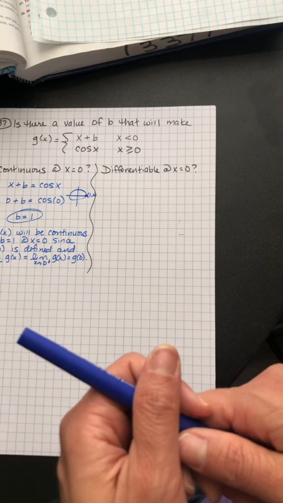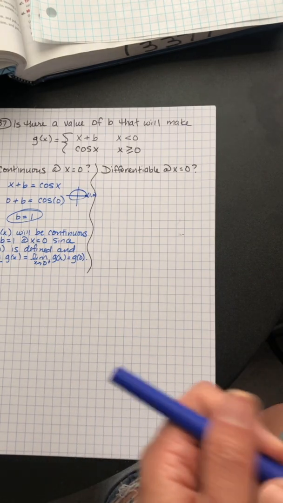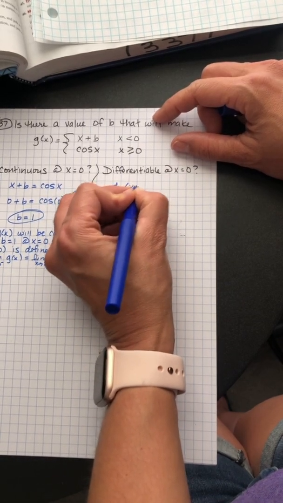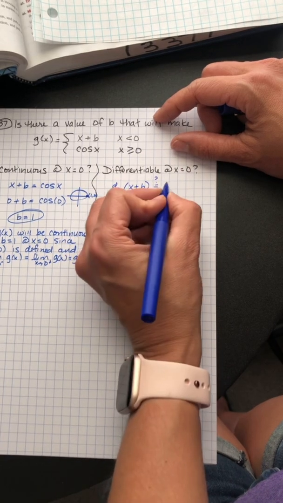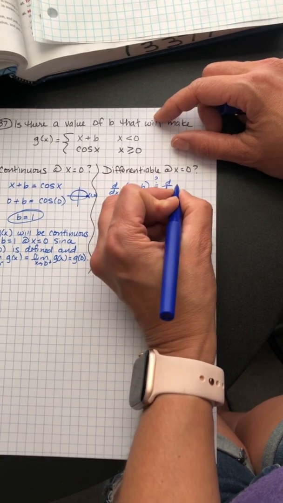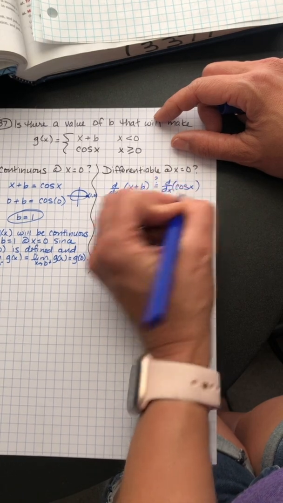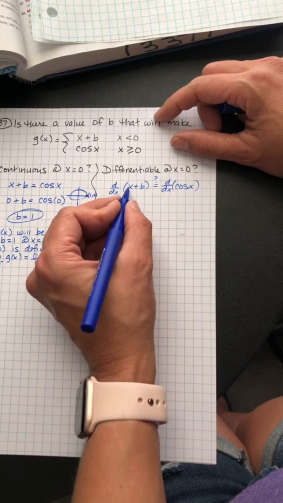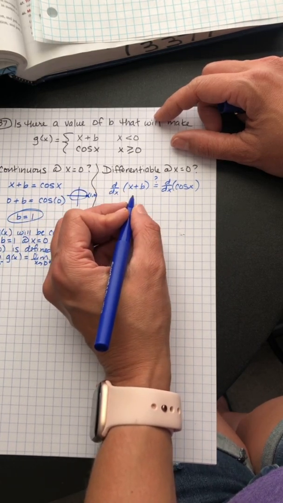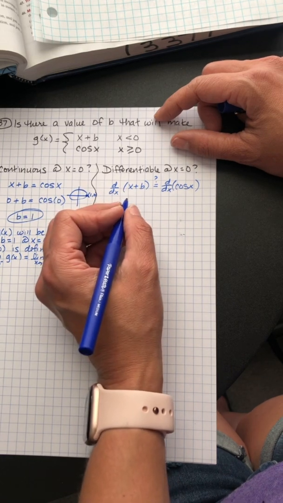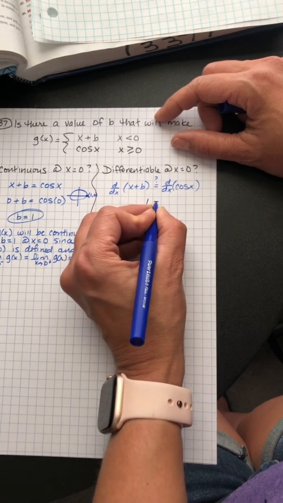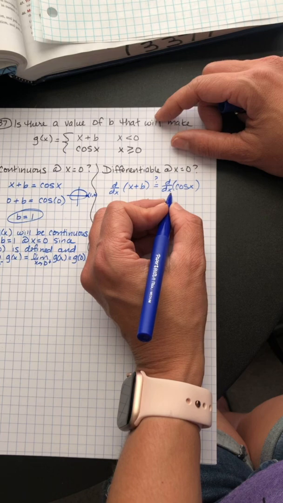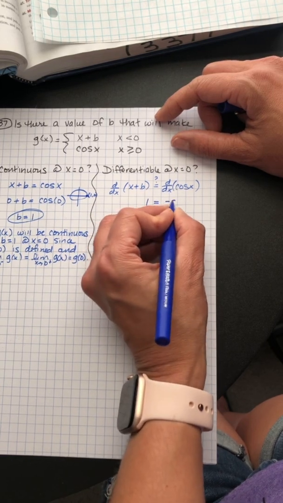Is it differentiable? That's where we take the derivatives and set them equal to each other. So we're going to have the derivative, the d dx of x plus b. Is that going to equal the derivative of cosine x? Well, let's find out. We know that the x value is 0, so we can plug in zeros. 0 plus b is just b. And we know that the derivative of b would just be a 1. Okay. And then d dx of cosine x, well, that would be a negative sine x.